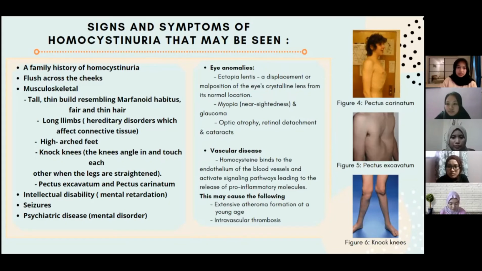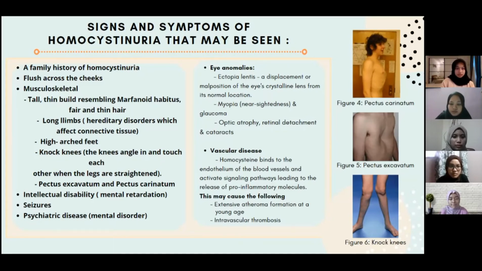Next is intellectual disability, also known as general learning disability and formerly mental retardation. Next is psychiatric disorder, also called mental disorder or illness, that causes significant distress or impairment of personal functioning.